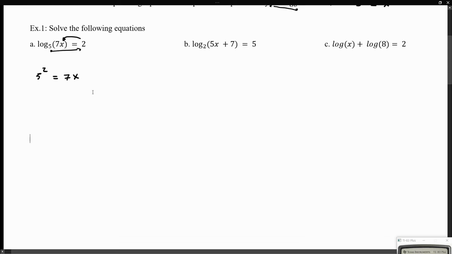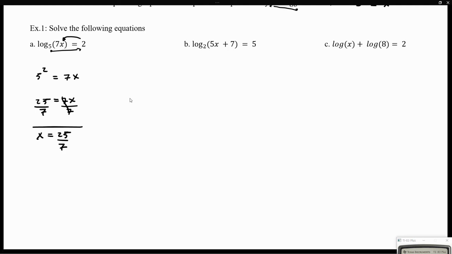And at this point, it just becomes a very algebraic equation. So 5 to the second, so that's 25, equals 7x. To get x by itself, I need to divide by 7. So now I know that x is equivalent to 25 over 7. And that's it. We have properly solved this logarithmic equation. Let's take a look at another example.